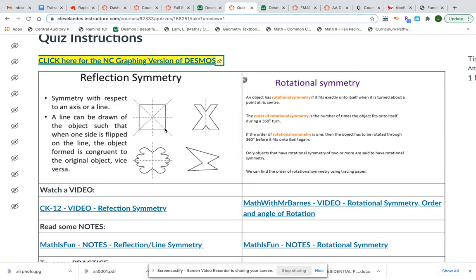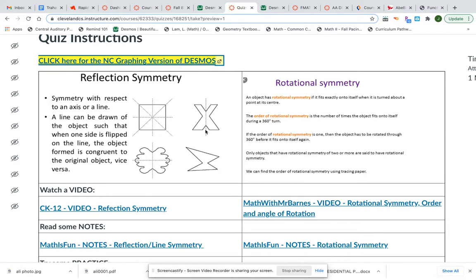So if I can take this right bottom corner and when I fold it along this dashed line here, it maps right on top of this diagonal corner here. And these two, of course, would fold onto each other. So this one has 1, 2, 3, 4 lines of reflection symmetry. So 4 lines of symmetry, so it does have reflection symmetry.